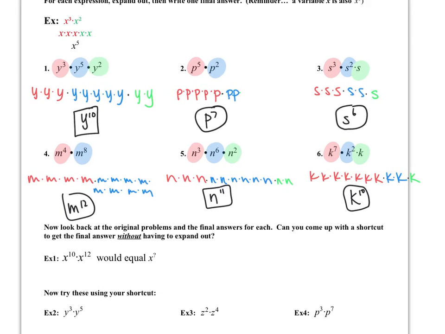Our next task is to look back at the original problems and see if we can come up with a shortcut to getting the final answer without having to expand out. So ultimately, what you're being asked is, could you jump from this problem to this answer, skipping over the expansion part? Pause the video, take a second, see if you can see a way in which you could do that. Press play when you're ready to check your answers.